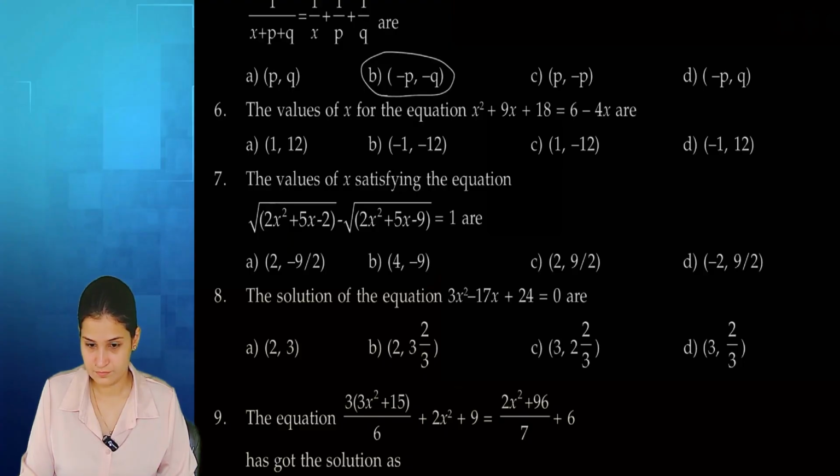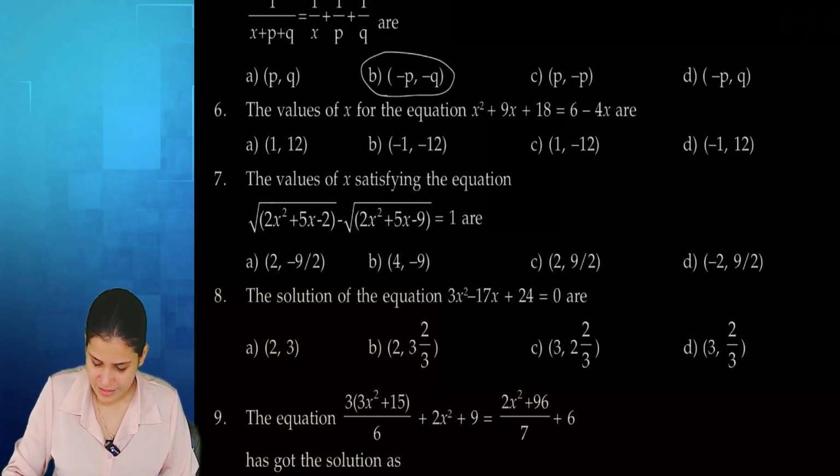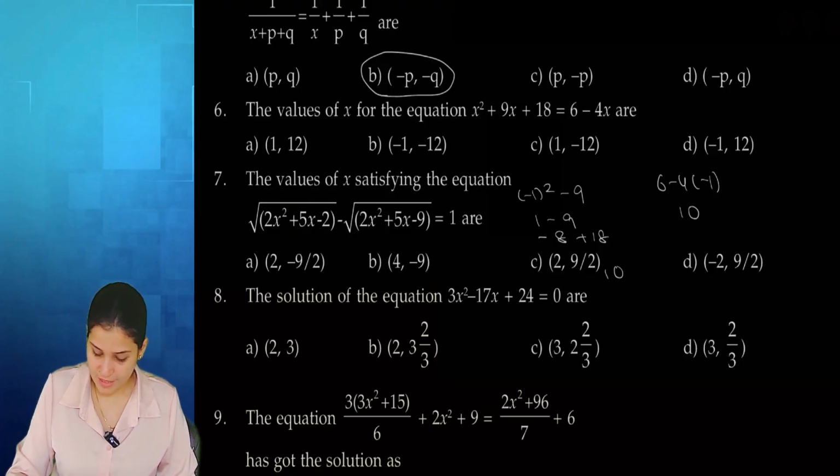Option B, ma'am. Trial and error again. If I put x equal to minus 1, 1 minus 9 minus 8 plus 18 is 10. 6 minus 4 into minus 1 is also 10. So minus 1 is an answer.